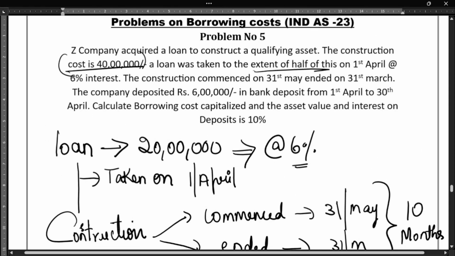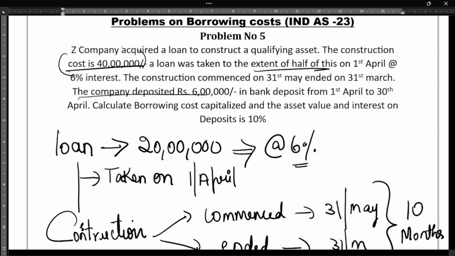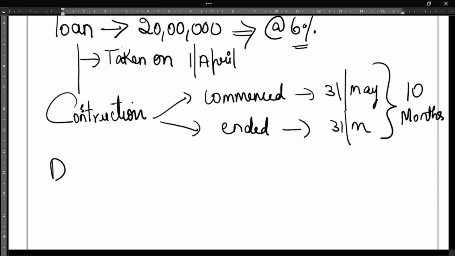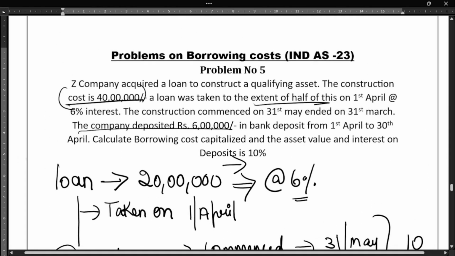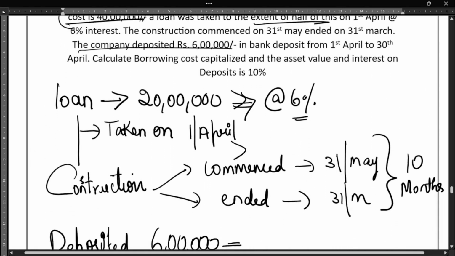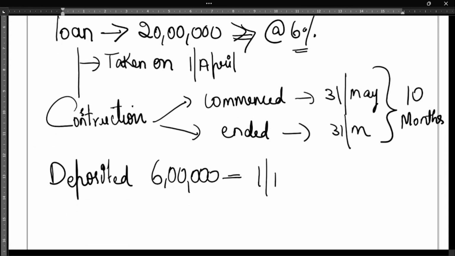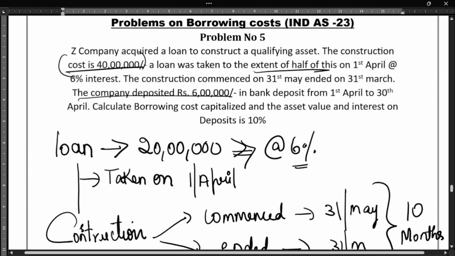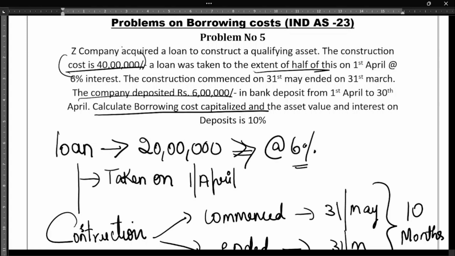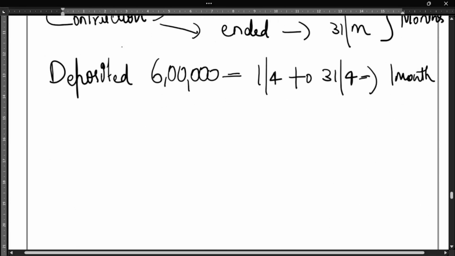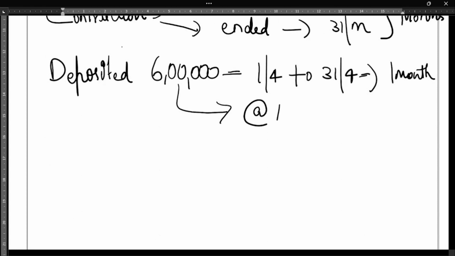Further, the company deposited 6 lakh rupees. So in this problem they have even given a deposit. The company deposited 6 lakh rupees from 1st April to 31st April, which means the company had deposited for 1 month. We have to calculate the borrowing cost capitalized. The interest on deposit is 10%. So for this deposit they will get 10%.